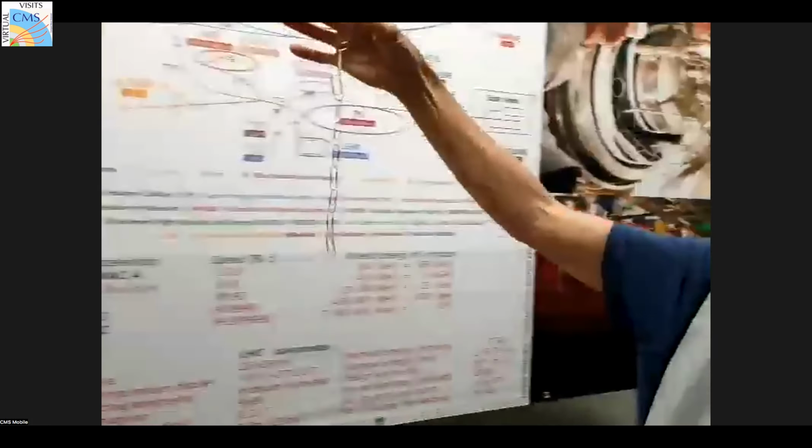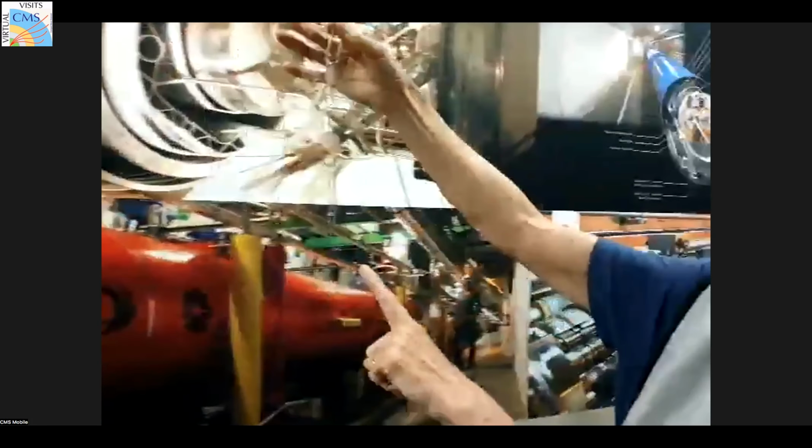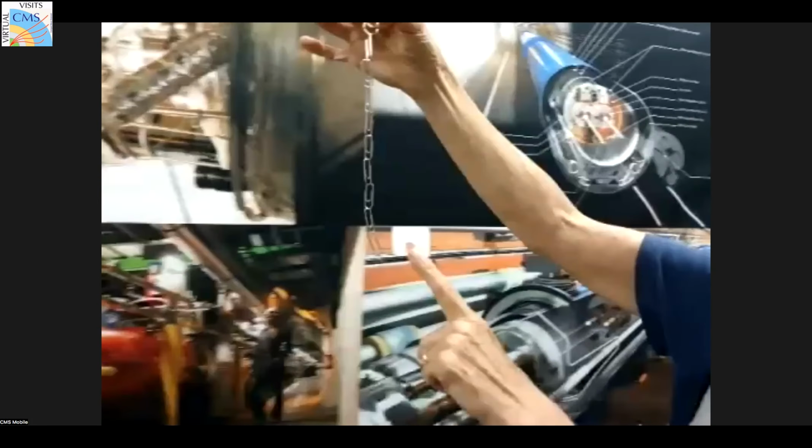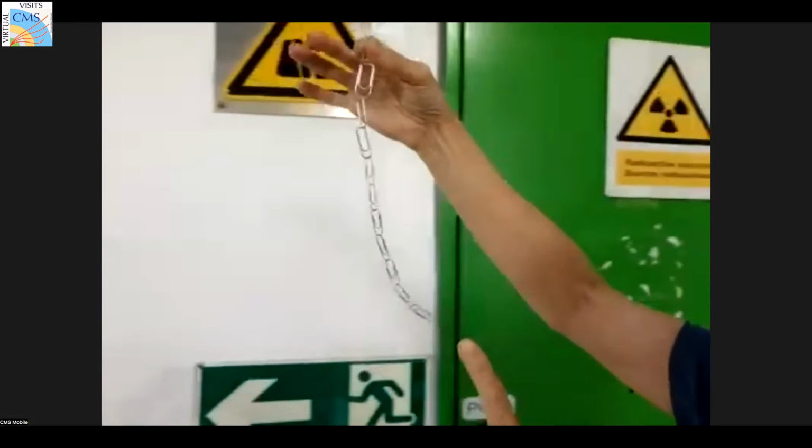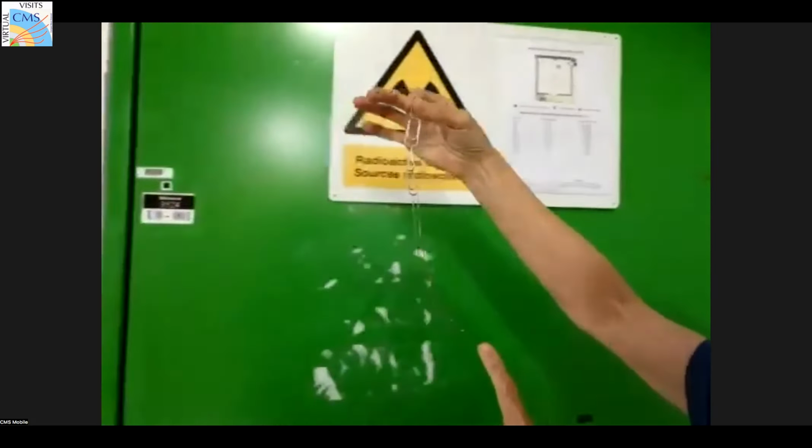Let's see. I think that something starts to happen. As you see here, I see something bending. As you see, this is not me. I'm not becoming magnetic. As you see, I can detect something, and this is the magnetic field.